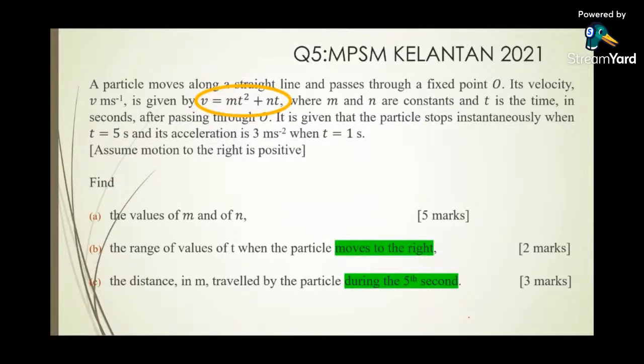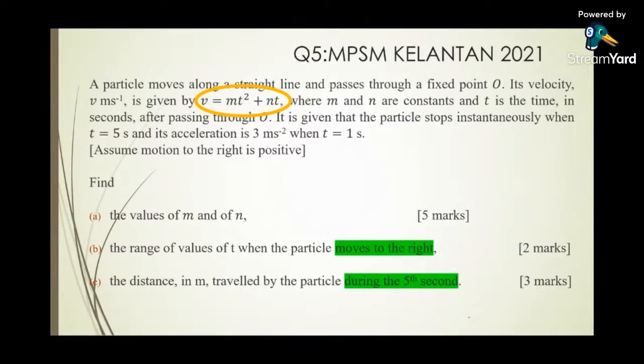It is given that the particle stops instantaneously when t equals to 5 and its acceleration is 3 meter per second square when t equals to 1. Ada dua syarat kat situ. Two additional condition, so kita kena gunalah nanti. So A is find the value of M and N. Kalau tak ada value yang tu, macam mana kita nak dapat function V, betul? Okay, B, range of values of t when particle moves to the right. And then C, distance travel by the particle during the 5th second.